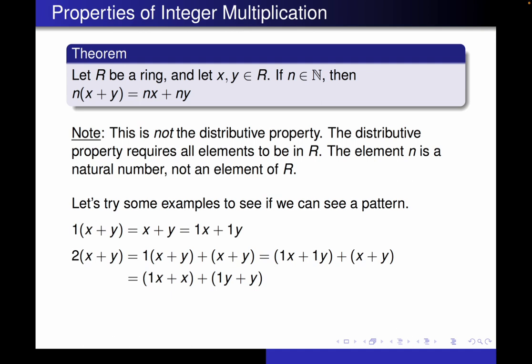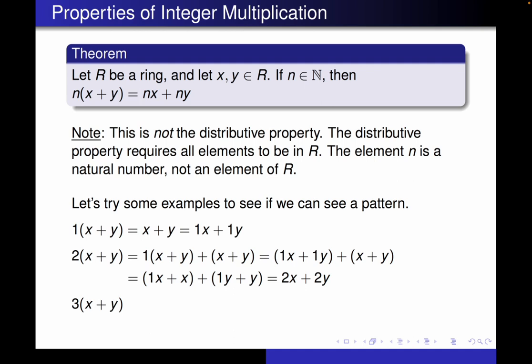And very conveniently, 1x plus x, that may look familiar, that's exactly the definition of 2 times x. And 1y plus y, that's exactly the definition of 2 times y. That's the definition of multiplication by a natural number. And that's exactly what we wanted to prove: 2 times (x plus y) is equal to 2x plus 2y. Let's do it one more time just to make sure we've got the hang of it.